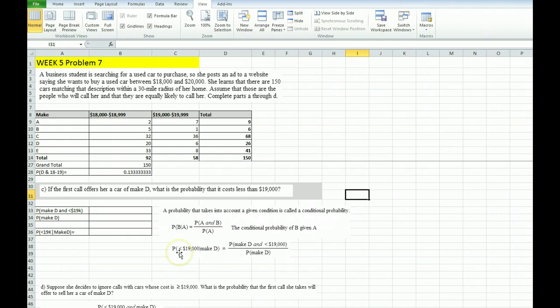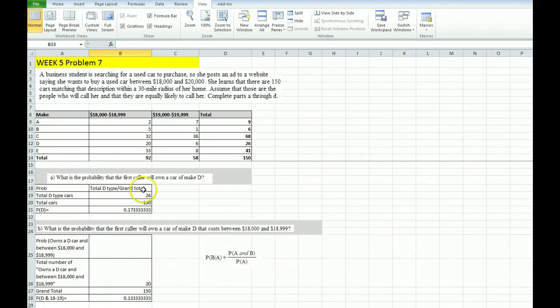Now if we wanted to find the probability that it is less than 19,000, given that it's a make D, then we need to find the probability that it is a make D and less than 19,000, and then we're also going to need to find the probability that it is a make D. So looking at the table, what's the probability that it is a make D and less than 19,000.